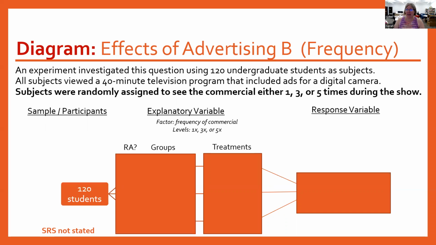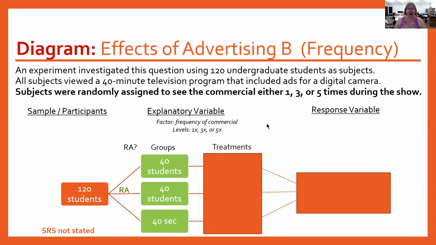All right, so we're going to start out the same. We start with our 120 students. That's our sample, and random sample isn't stated, so I marked that on there. This time my explanatory variable is going to be the frequency, so how often the commercial is played, and that's either once, 3 times, or 5 times. So I have 3 groups there. So I'll take my 120 and divide it by 3, and so that'll give me 3 groups of 40.